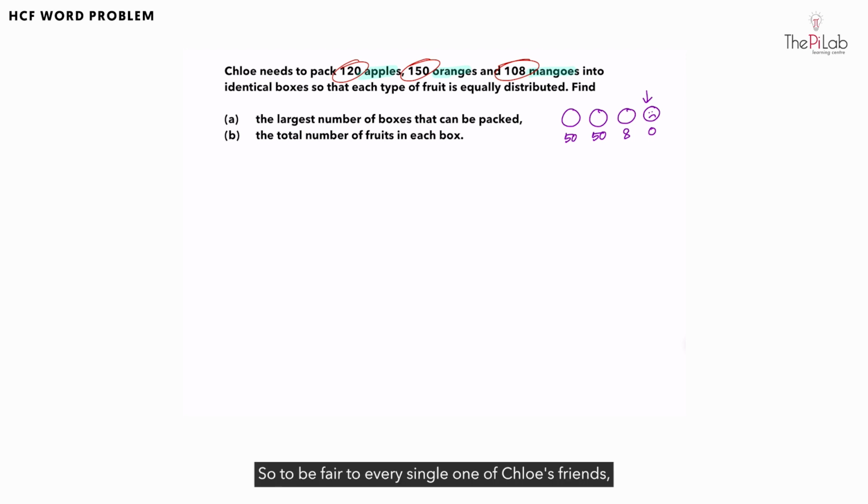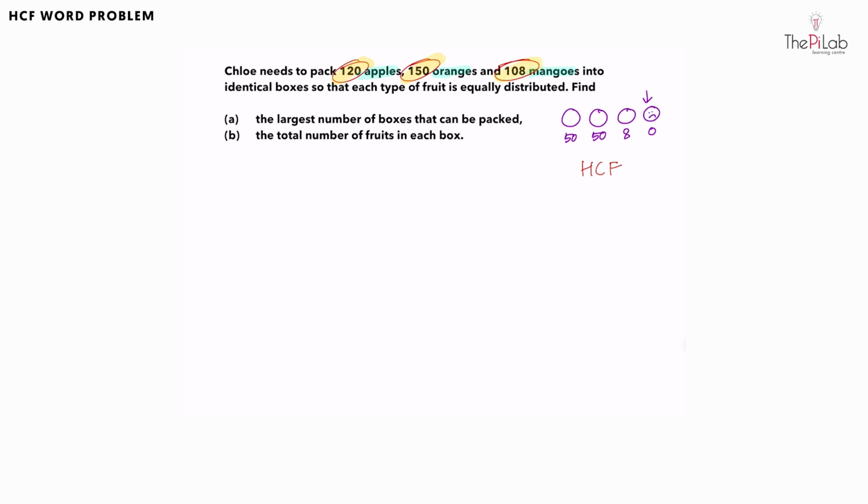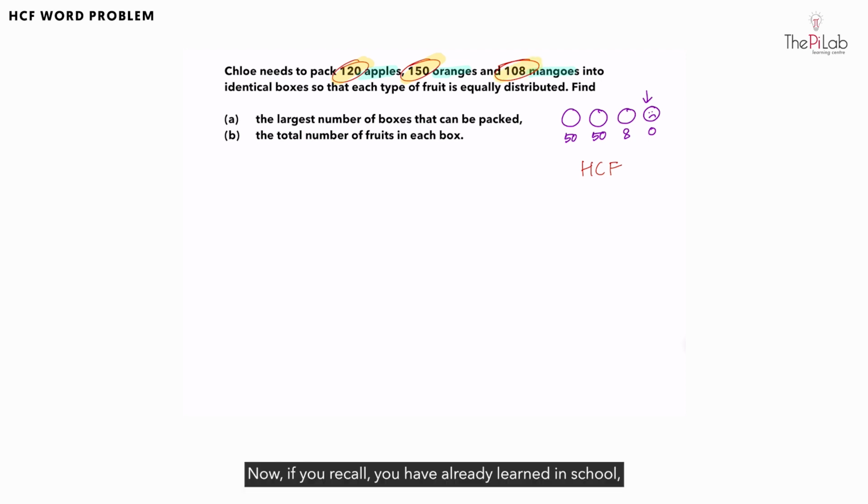So to be fair to every single one of Chloe's friends, Chloe needs to give an equal number of apples, oranges, and mangoes. That means an equal number of each type of fruit to every single one of her friends. Now, how do we make that happen? We can only make that happen by using the HCF of the 3 given numbers, which are 120, 150, and 108. Now, if you recall, you have already learned in school, HCF can be found in 2 different ways.